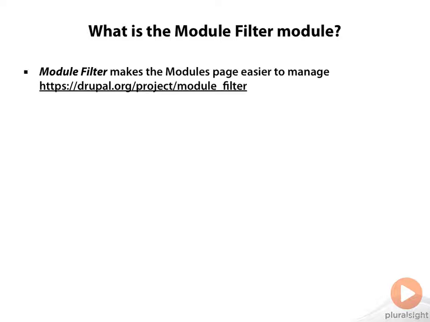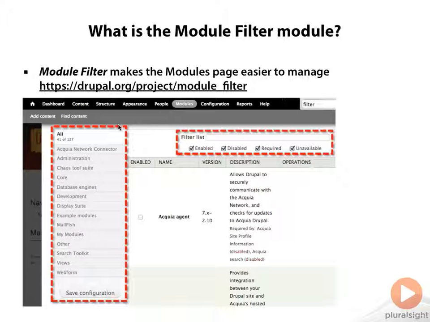So first, the Module Filter module makes the modules page simply easier to manage. It exposes a filter box that allows you to jump through the page. It also will show or hide modules based on their dependency status and whether they are enabled or not. It also provides a categorized menu along the left-hand side.